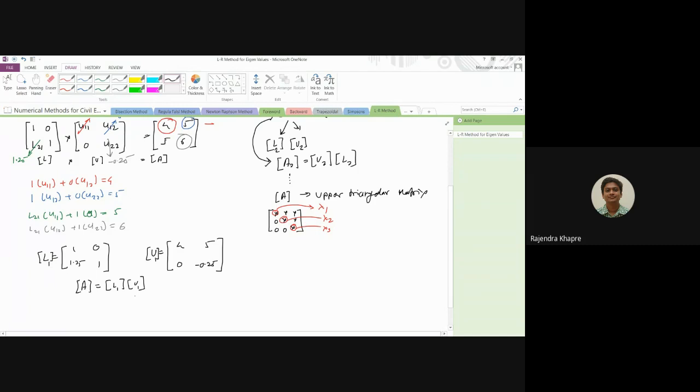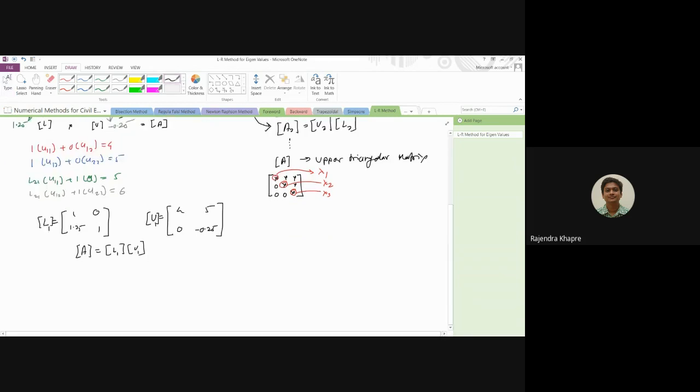Now I am going to generate the A1 matrix, so a new matrix will be generated. Let us call this A1. A1 will be U1 multiplied by L1. This will be a new matrix, and this new matrix should be an upper triangular matrix. So let us do that.